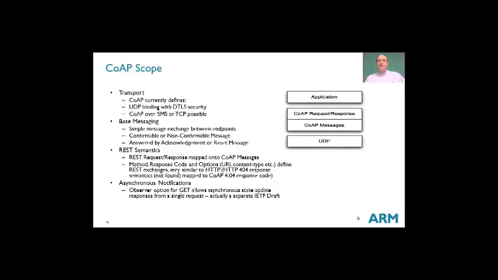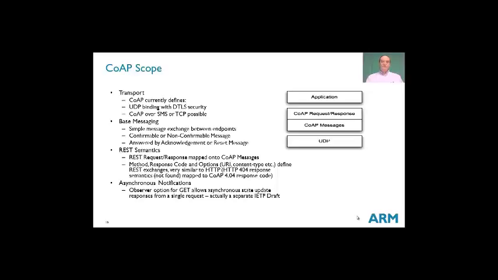The scope of CoAP is providing a transport protocol, some base messaging, and REST semantics, and an additional feature of asynchronous notification. So the transport layer is based on UDP primarily with DTLS security, but TCP can also be used, and CoAP can also be used over SMS.